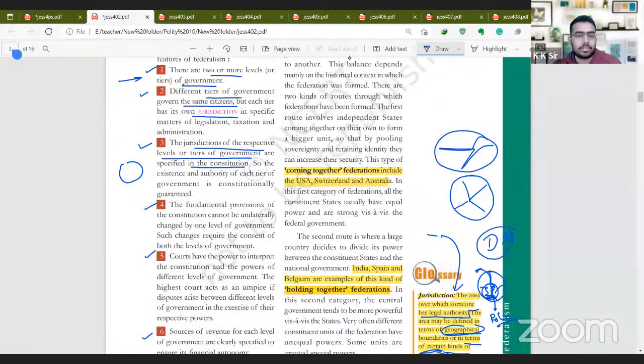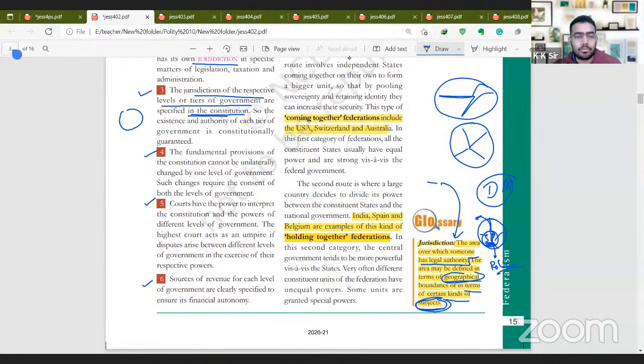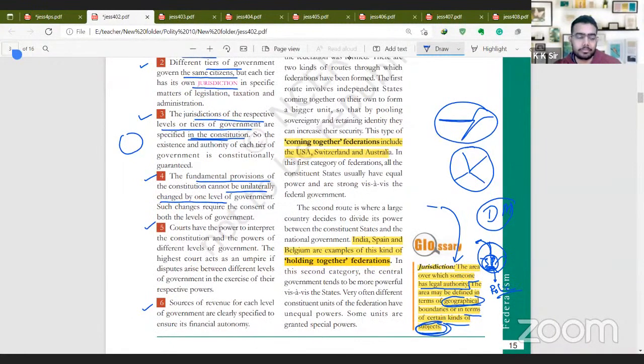तो ऐसे ही Constitution has defined different jurisdictions for federalism. Fundamental provision of the Constitution cannot be unilaterally changed. This is also we read कि game नहीं बदलना चाहिए.